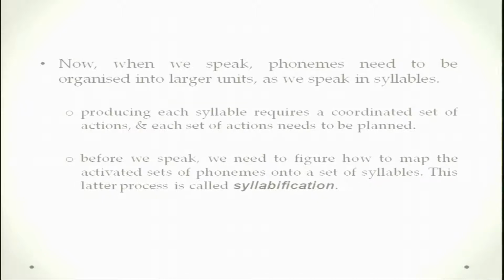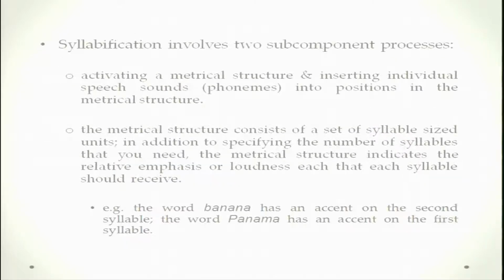Producing each syllable will require a coordinated set of actions, and each set of actions will need to be planned. Let me demonstrate this to you. Before you speak, you need to figure out how to map the activated set of phonemes into syllables. This process is referred to as syllabification. And how do you do it? Let me give you an example. Syllabification involves two processes. First is activating a metrical structure, and then inserting the individual speech sounds into the right positions in the metrical structure.